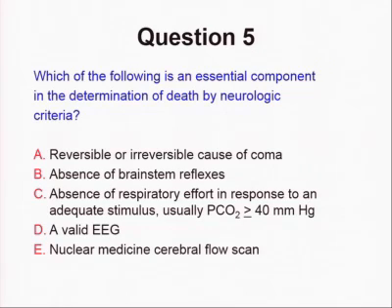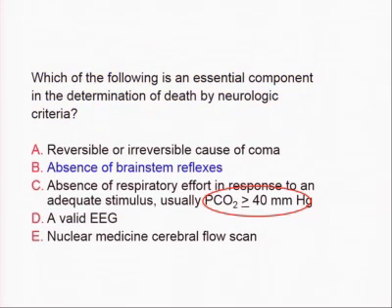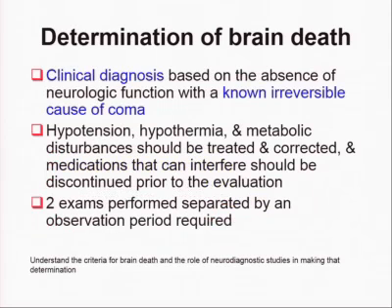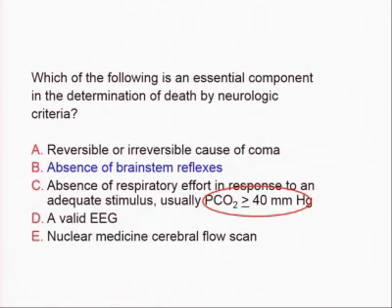Okay, so this is a little tricky. So if you look at it, death by neurologic criteria is also called brain death, and the answer is B. It's a little trick into this. So if you look at it, A is reversible or irreversible cause of coma. It has to be an irreversible cause, so that takes it out. Do you need absence of brainstem reflexes? Yes, absence of cortical as well as brainstem reflexes. And if you go to the absence of respiratory effort, yes, you do need a positive apnea test.